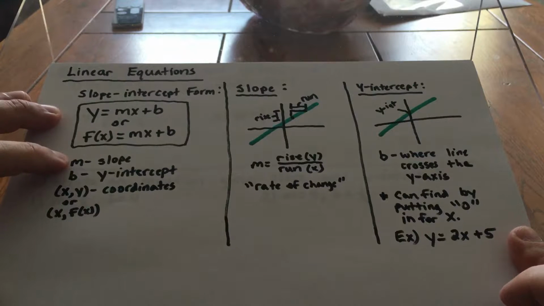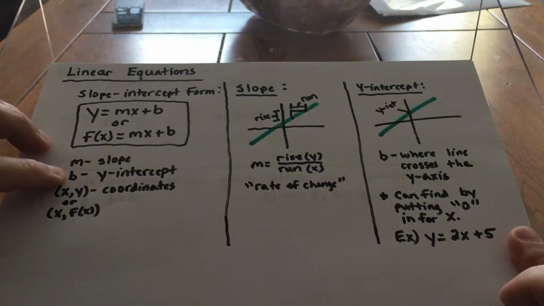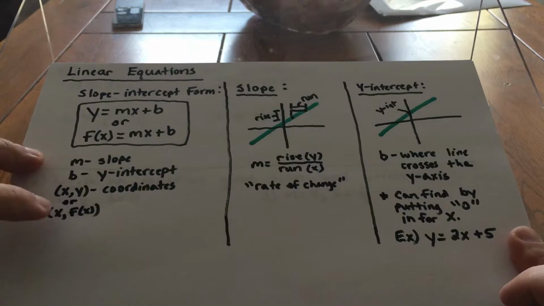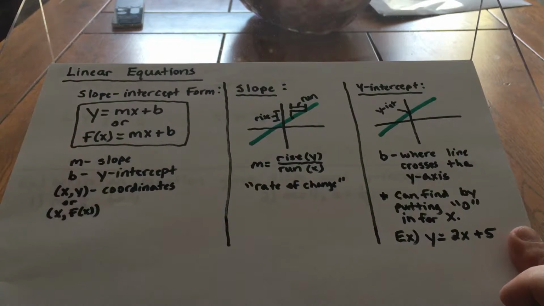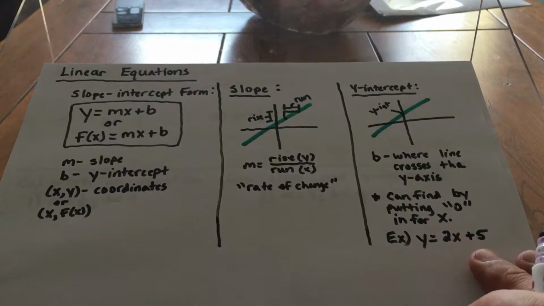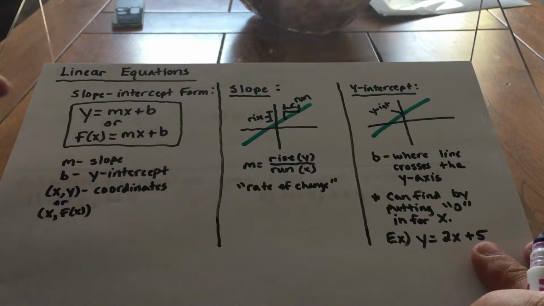Notice that the m, I don't know why they use m for slope, but they do. m is slope, so that's going to be the steepness of the line. All right, b is going to be the y-intercept, where it crosses the y-axis. And then x and y, or x and f of x, depending on how you write it, those are your coordinate points. x is input, y is output. All right, so that's the slope-intercept form. We'll see what that looks like more when we put numbers in.